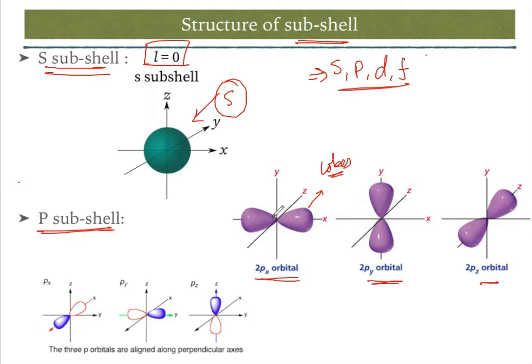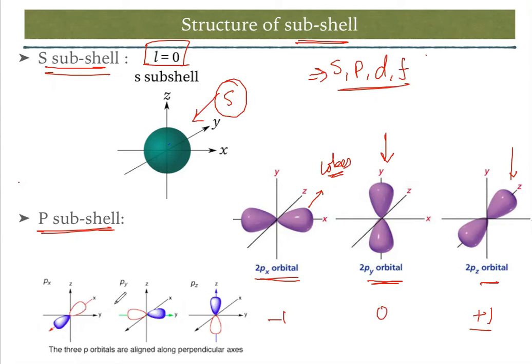So can you see that this is a dumbbell shape? Yes, this is a dumbbell shape. These are lobes. So Px means the lobes are present on the x-axis. Py means the lobes are present on the y-axis. Pz means the lobes are present on the z-axis. Okay, you can think of values like -1, 0 and +1.